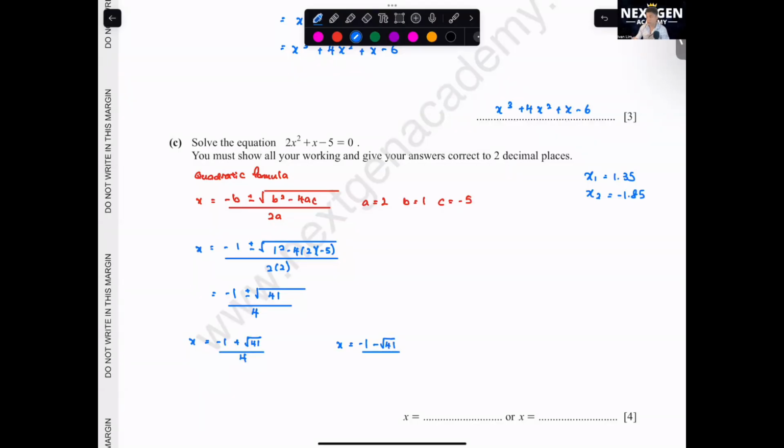For this type of question, you also want to see what is the final form that they want. If they say give your answer in exact form or exact value, you will stop over here. The keyword here is exact. Exact form, exact value, give in exact. You stop here. Otherwise, we'll put into the calculator, then convert it into 2 decimal places. This will be 1.35. This one, negative 1.85.